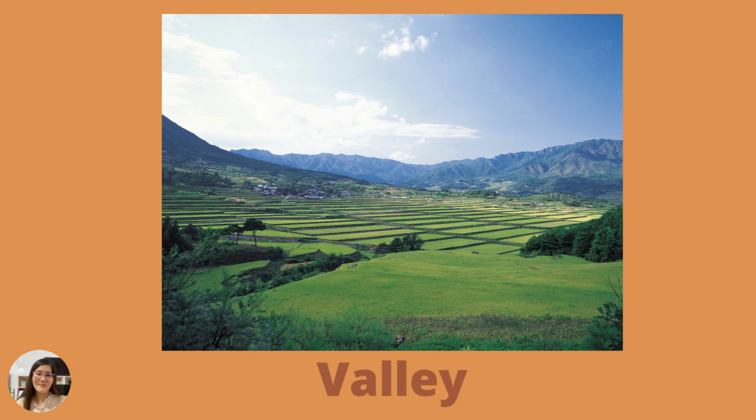Now we are going to discuss the lowlands. In your screen, you can see a valley. A valley is a flat, level land between mountains or hills. Usually, a river flows through the valley. Cagayan Valley is the largest valley in the Philippines.